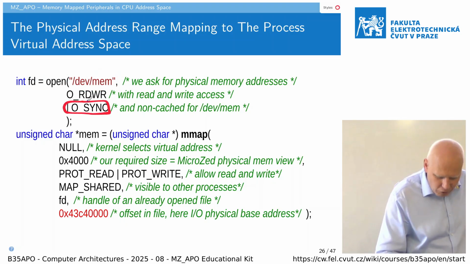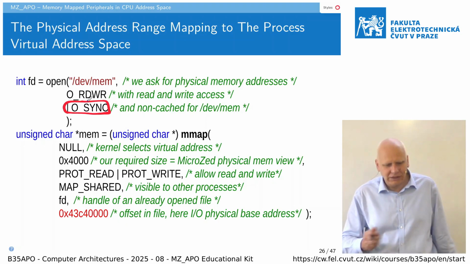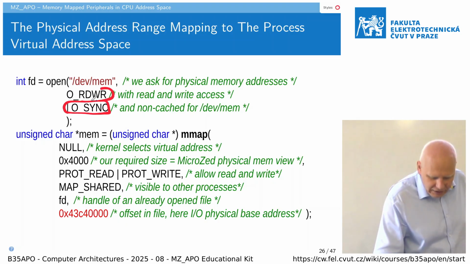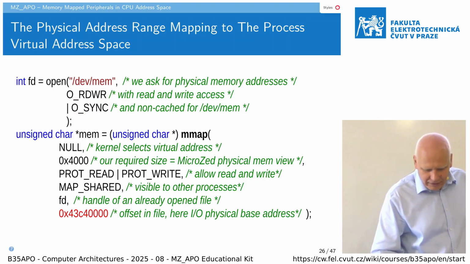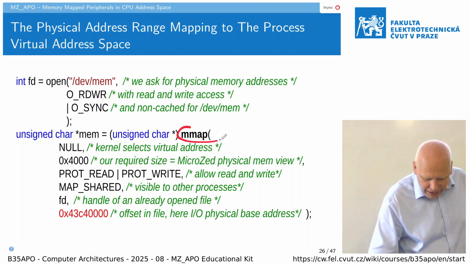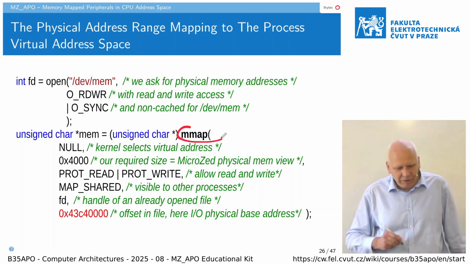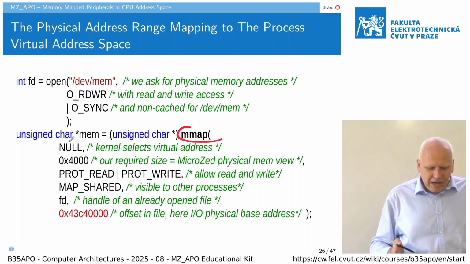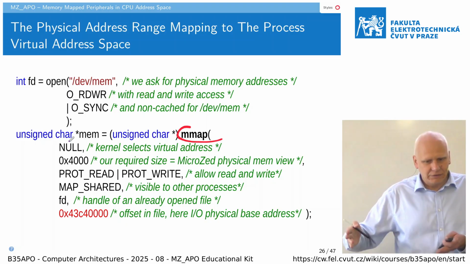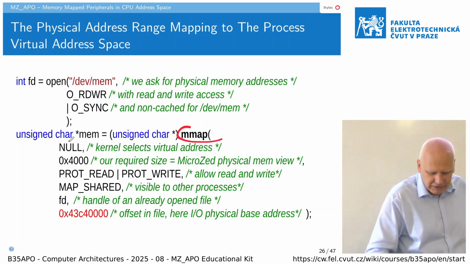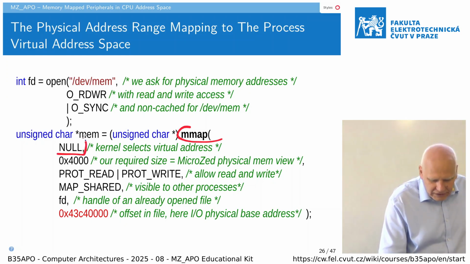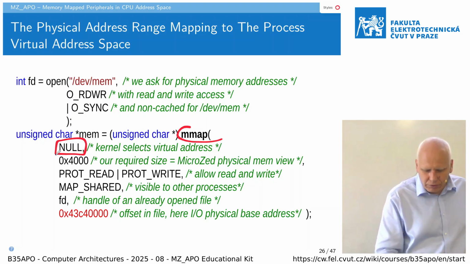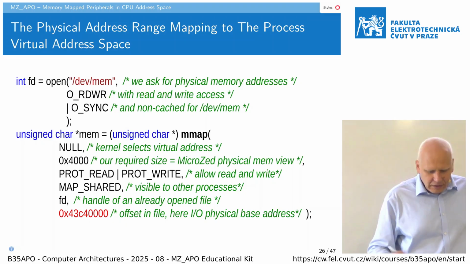So if we open it this way, it means I want to access it without caching, for read and write. And now you can use the mmap system call, which tells the kernel that you want to map part of that file, or in this case a physical address space, to your virtual address space. And you can select at which location, but if you leave it at 0, at NULL, then the kernel finds some free part of your address space.